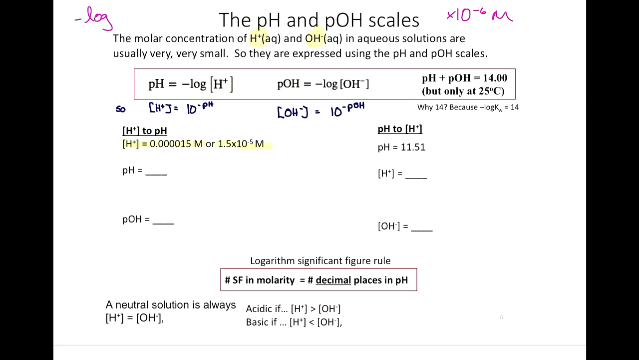So the pH of this solution, if it's 1.5 times 10 to the negative 5, is negative log 1.5 times 10 to the negative 5. And that's simply it. If you stick that into your calculator, you get a value like 4.82. So what kind of number do you want to be looking at? The really, really small number or 4.82? 4.82 looks better to our eyes.